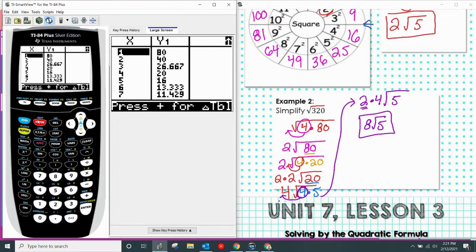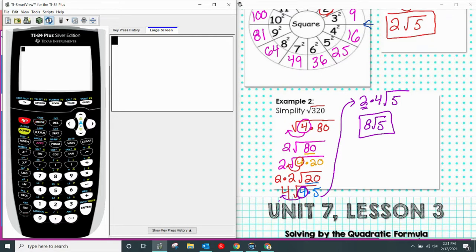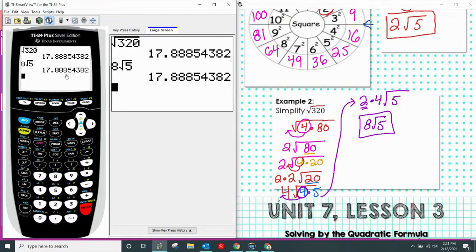Okay, so let's type it in. We can check to make sure it works. So I could do square root of 320. That's this crazy decimal here. And let me see if I re-simplified it correctly. 8 square root of 5, same crazy decimal. So yes, those are equivalent. So I did simplify it correctly. Now that was a lot of steps.